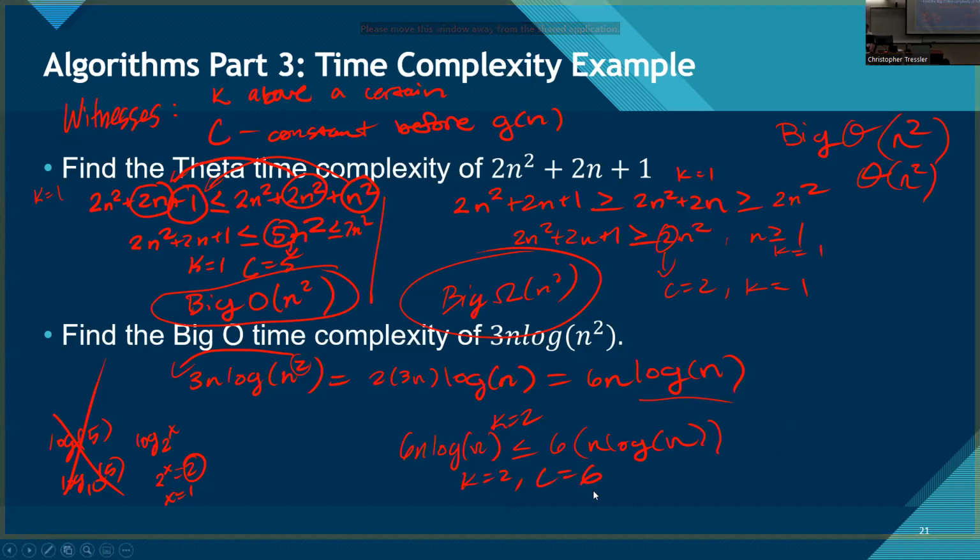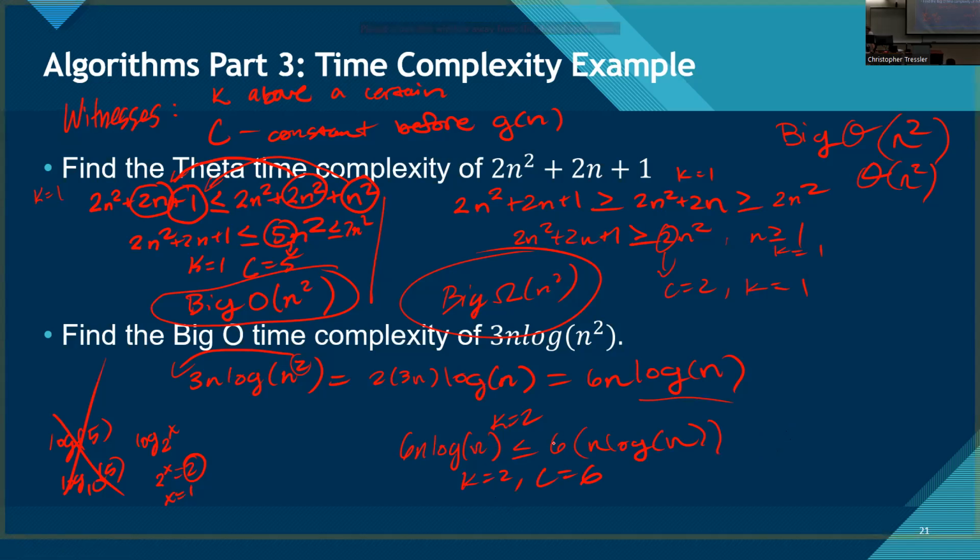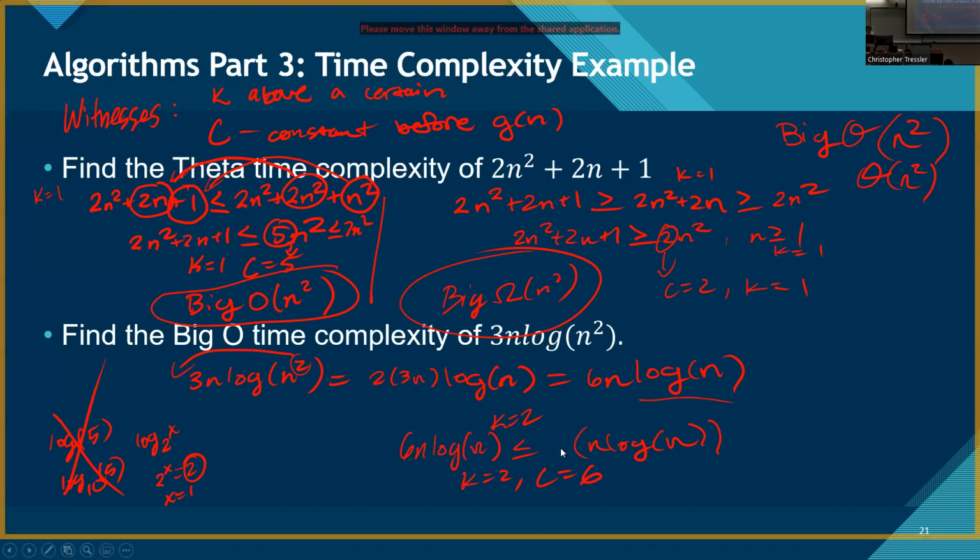I think you actually technically could choose others, because either way, if this was 1, it would still be greater than, say, if we added a 7 here or something. But we could say that those are our witnesses, and thus this is big O of n log n. Okay, so hopefully that also makes sense to you guys. Everything kind of clicking? Yes.